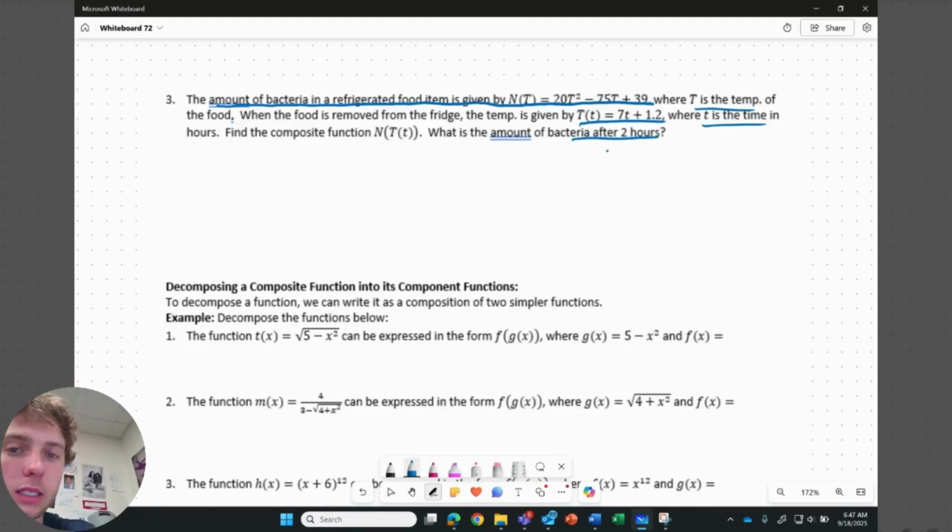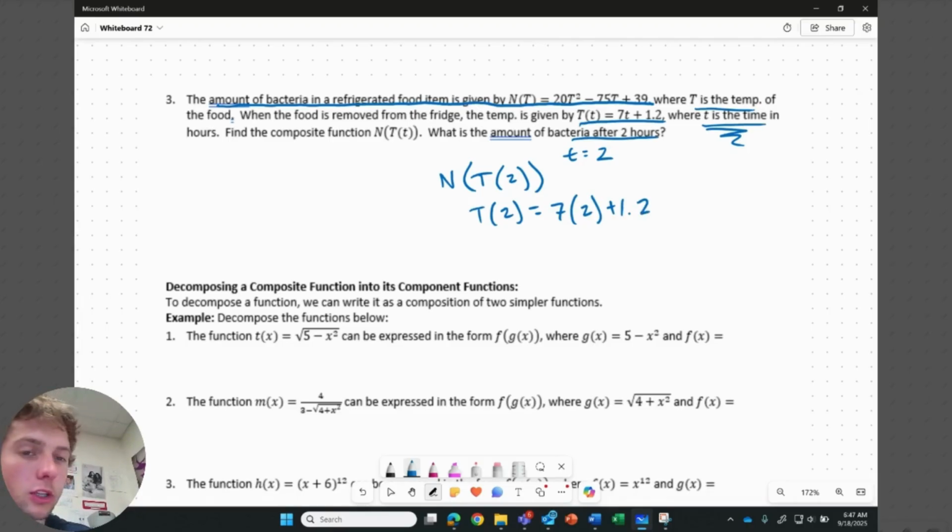Well, realize little t is the time. So we know t equals 2. So I could plug that into this problem that they are giving us. So I could evaluate each of these parts then using our calculator as needed.